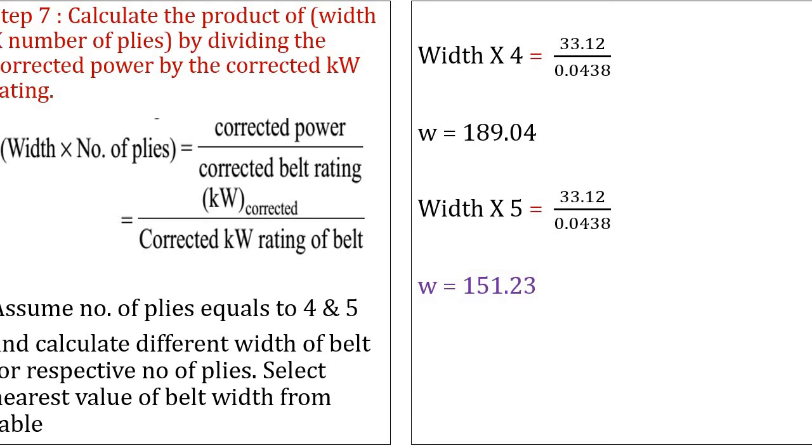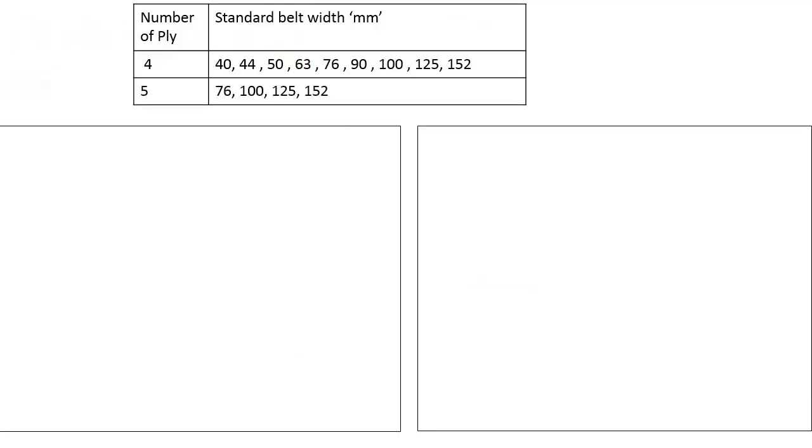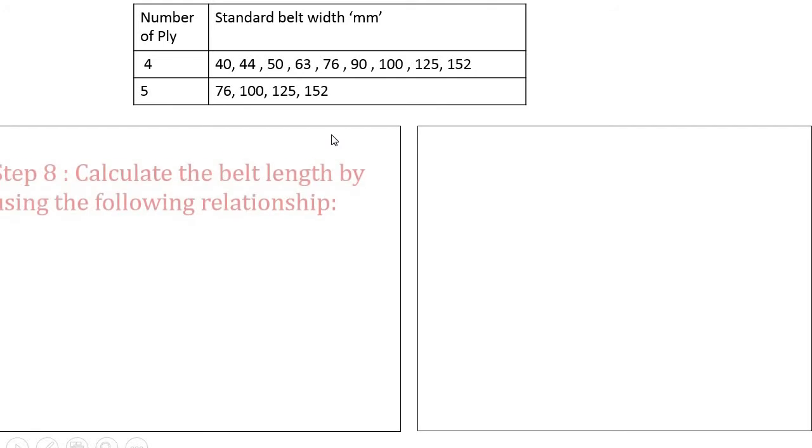Now we are going to assume ply equal to 5. For ply equal to 5, we are getting W equal to 151.23. Now as per series, for number of plies 4, 189 has no standard value, but for number of plies 5, the nearest value for 151.23 is 152. So we are going to select width equal to 152.